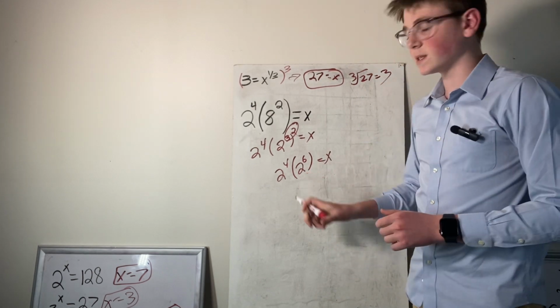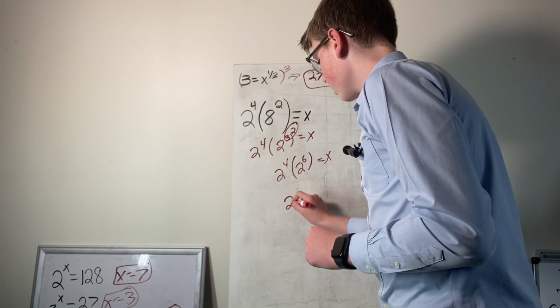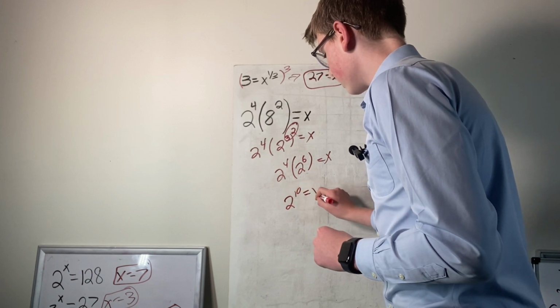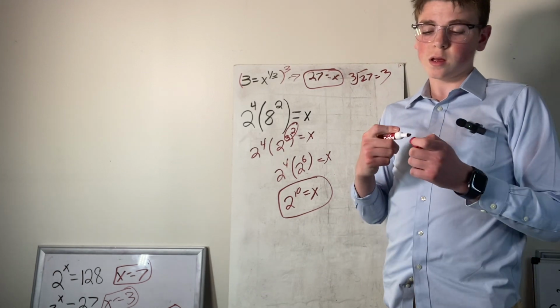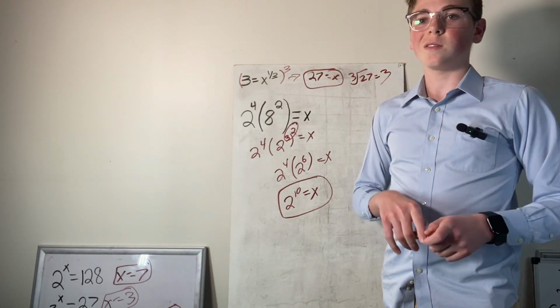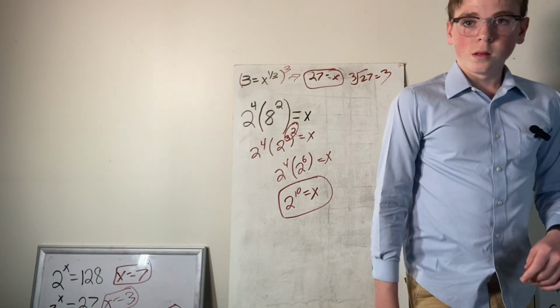And again, when we have the same base and they're just multiplied by each other, you add the exponents. So this is 2 to the 10 equals x. You could simplify that, but I don't really feel like it. It's a big number.